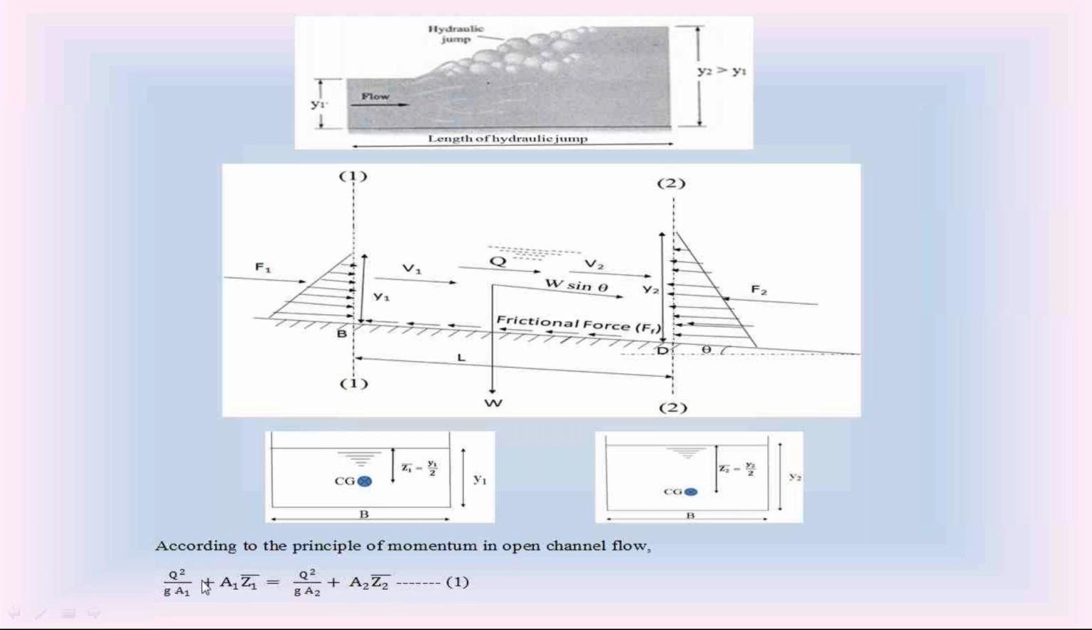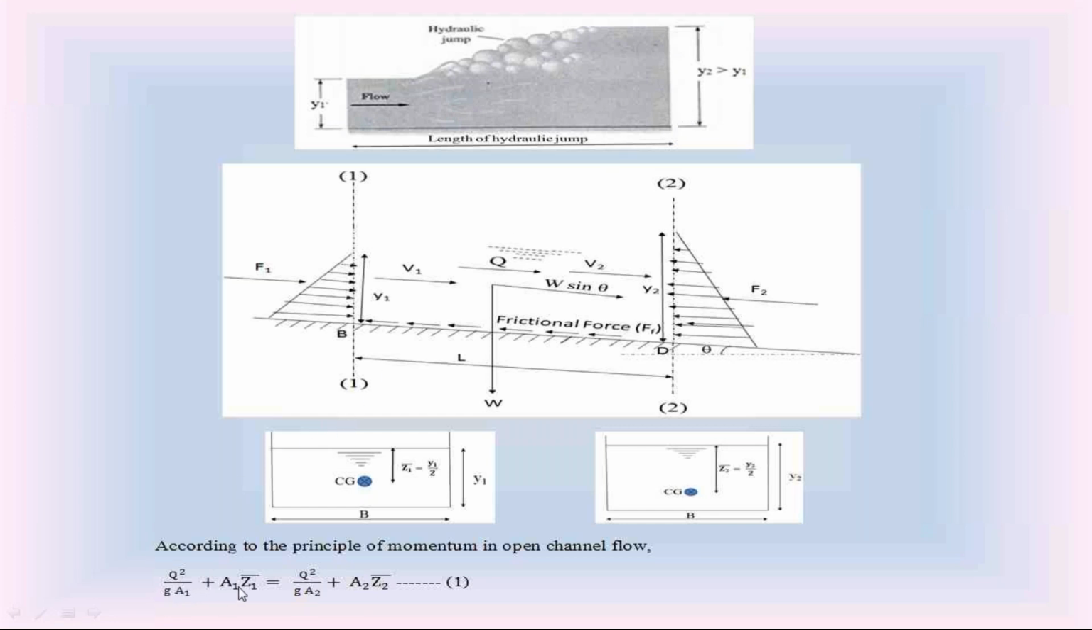So this is the specific force equation for the hydraulic jump from Newton's second law. F1 is equal to F2. F1 is the specific force of the water flow before the hydraulic jump. F2 is the specific force of the water flow after the hydraulic jump. From Newton's second law, we get F1 is equal to F2.